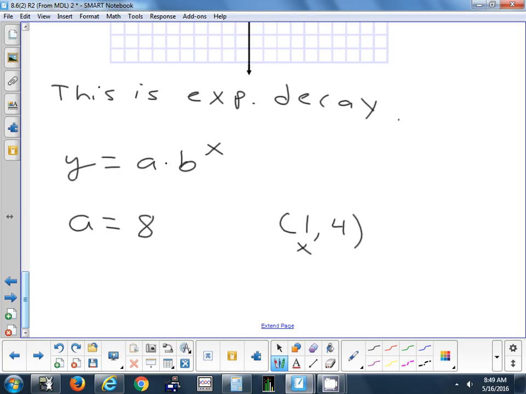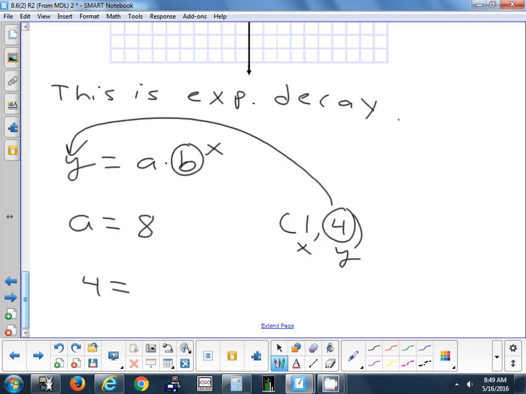Yep, it's the x. And what's 4? That's my y. So now, look at, I've got 3 out of the 4 letters. I've got A, I've got x, I've got y. The only one I need, B. So fill in all these letters. Fill in 4 for y. Fill in 8 for A. And fill in 1 for x.